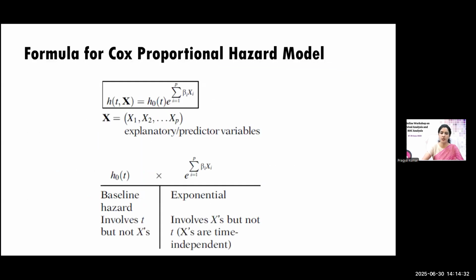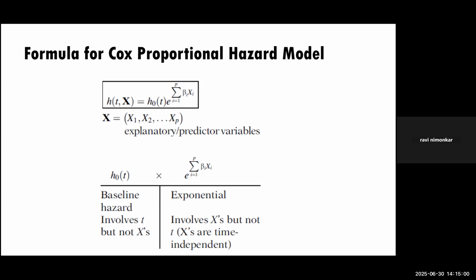Have you understood the difference in the units: in one there is time, and in the exponent there is no time? Since it is constant, that's why proportional hazard works on this formula, and it assumes that since there is no variable changing with time, the hazard ratio will remain constant. Am I making myself clear to all of you?